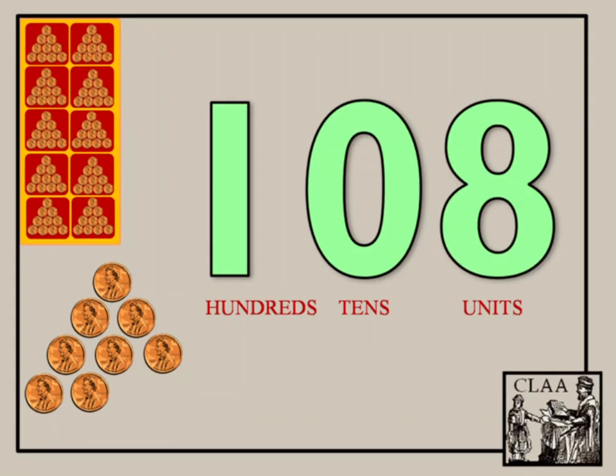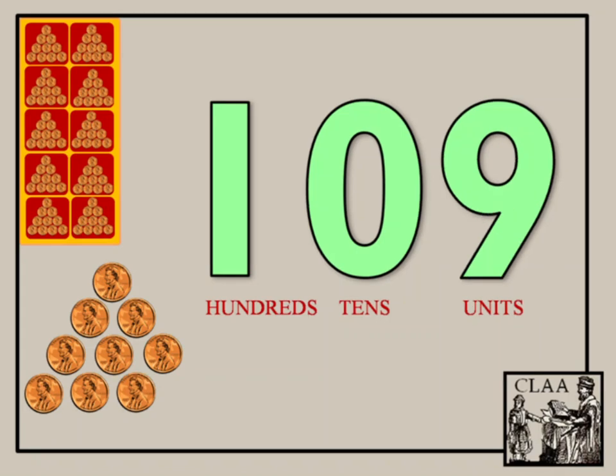Here you can see 108. On this screen, there are 10 sets of 10 pennies, which makes 100, and 9 pennies more.